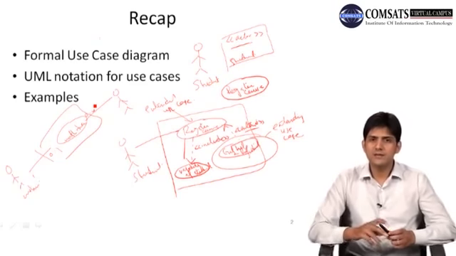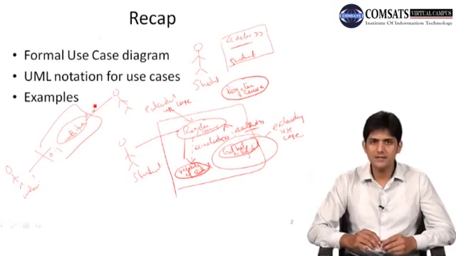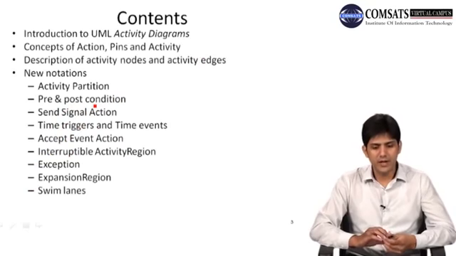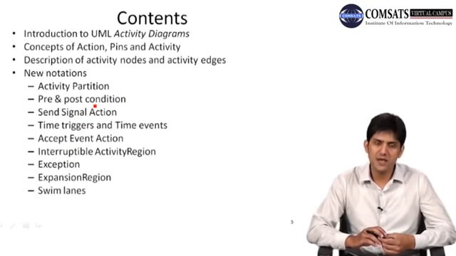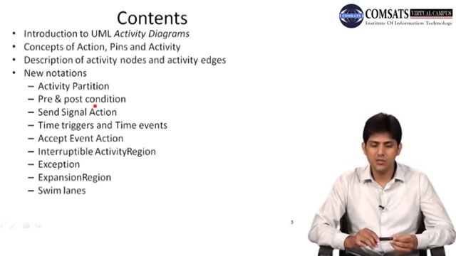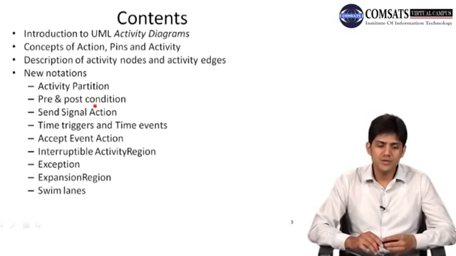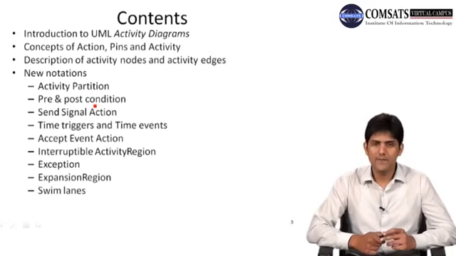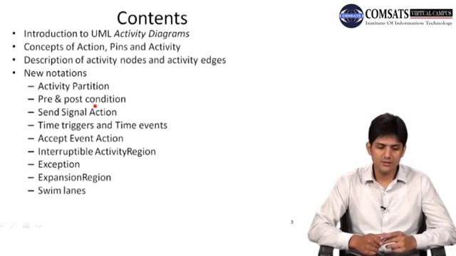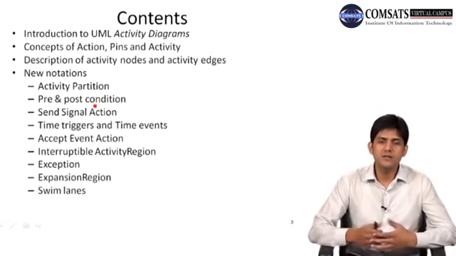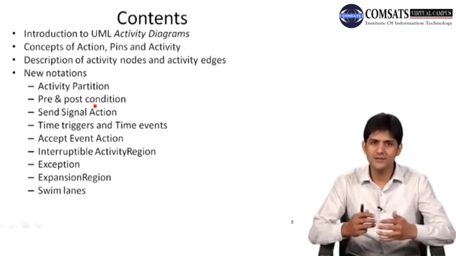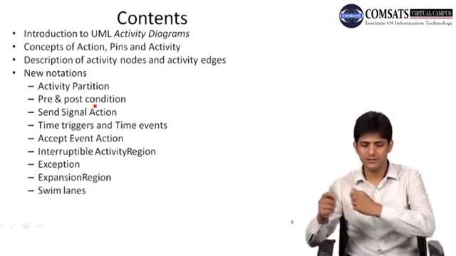So that was it about the use cases that we have covered in the last lecture, and in today's lecture, let's see what we have in store. First of all, we will have an introduction to UML activity diagrams. We will see the concepts of actions, pins, and activities, and a description of activity nodes and activity edges. We will see some new notations: activity partition, pre and post conditions, send signal action, time trigger and time events, accept event action, interruptible activity region, exception, expansion region, and swim lanes. Basically it's all about activity diagrams, but towards the end of the lecture we will discuss swim lane diagrams, and this lecture might be extended. If we are not able to finish these contents in today's lecture, then maybe we will move some of the content to the next lecture.